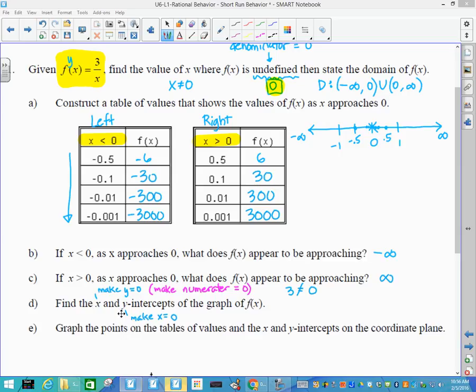All right, how about the y-axis? For the y-intercept, I put in 0 for x. Well, x can't be 0 because that's where it's undefined. So in this particular problem, we have no intercepts.